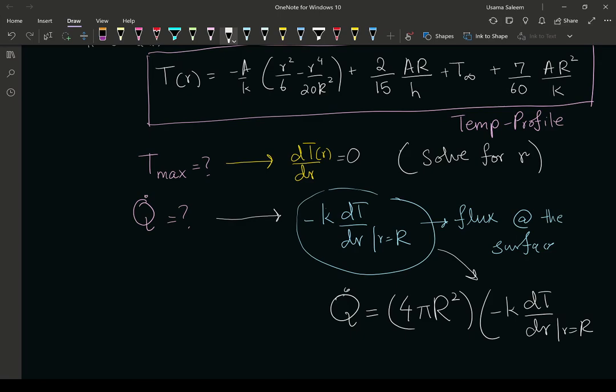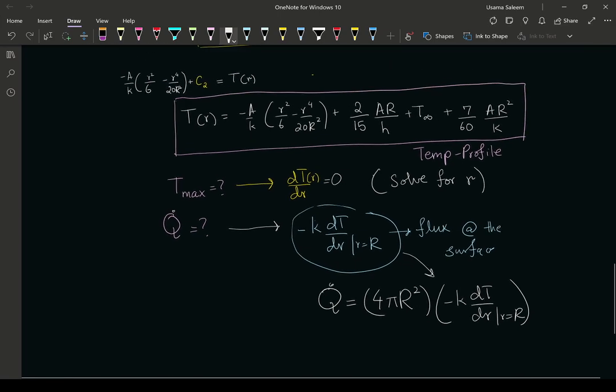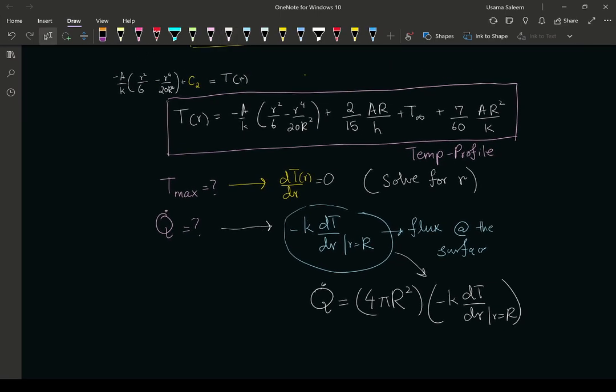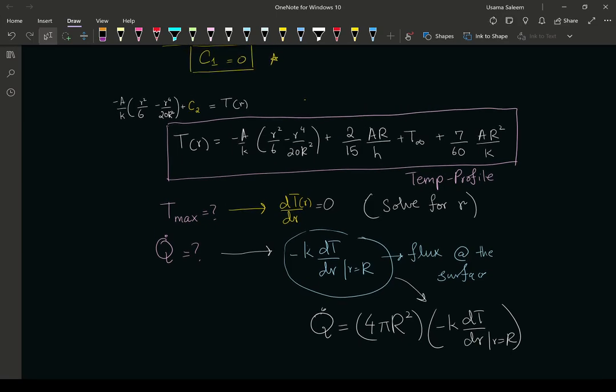All right, so I hope this was helpful. This is just gonna be an exercise for you guys, because the point I'm trying to emphasize here is that once you have the temperature profile, everything else from there on is just calculus.